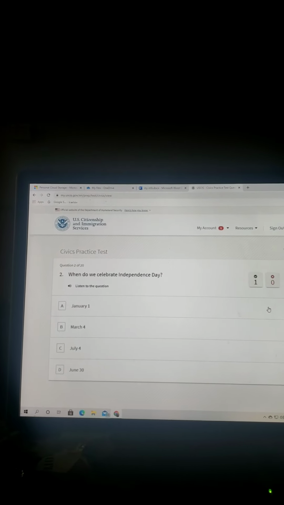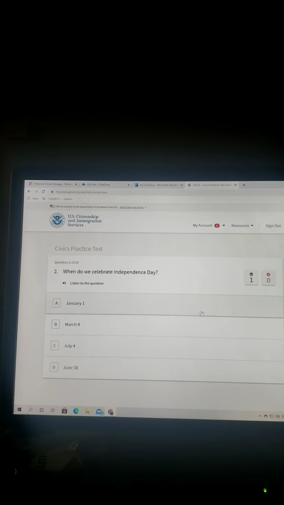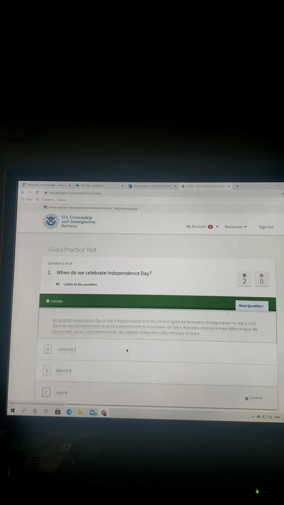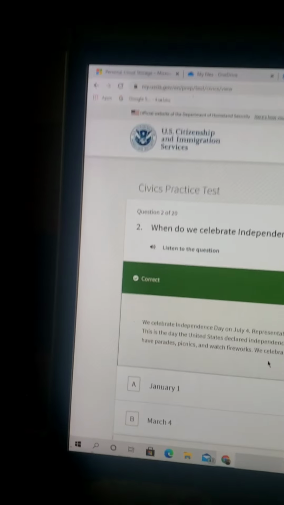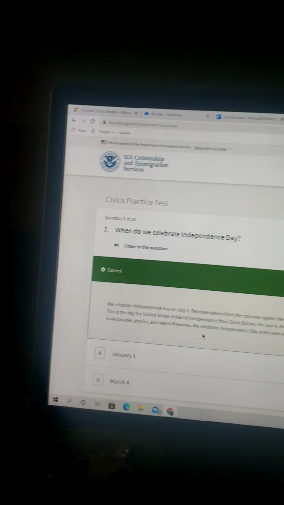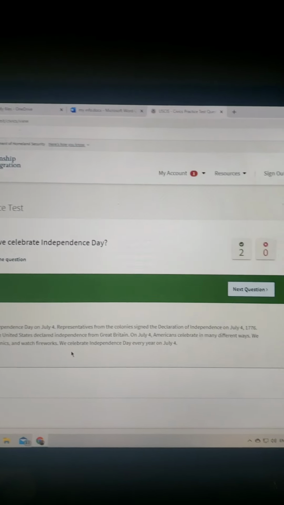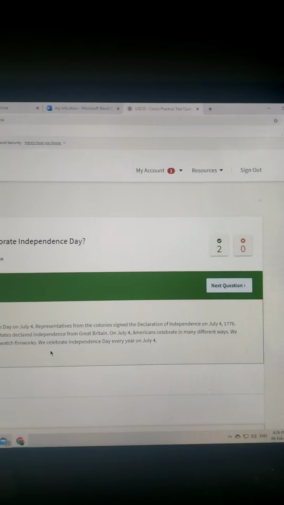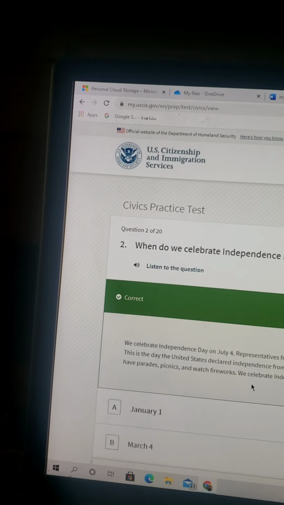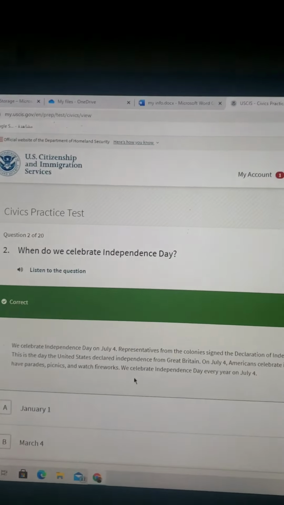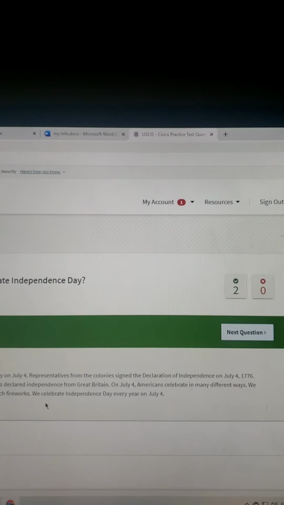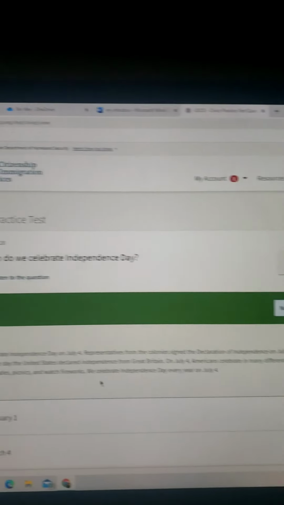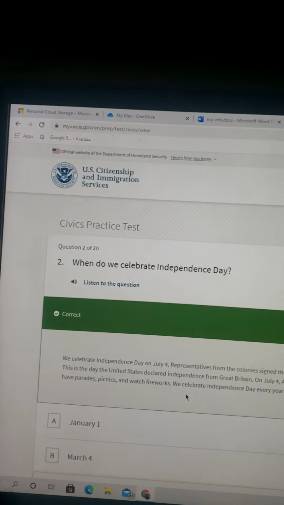When do we celebrate Independence Day? Okay, that's an easy question. It's July 4th. Correct. We celebrate Independence Day on July 4th. Representatives from the colonies signed the Declaration of Independence on July 4, 1776. This is the day the United States declared independence from Great Britain. On July 4th, Americans celebrate in many different ways. We have parades, picnics, and watch fireworks.